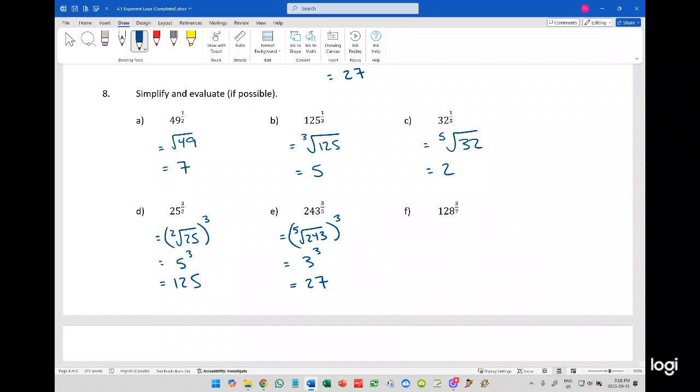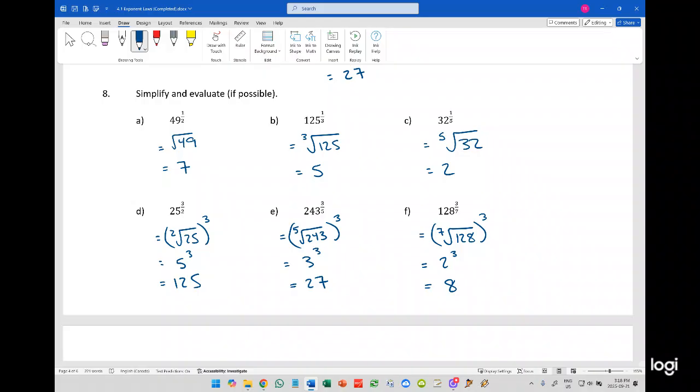And finally, this one's going to be the seventh root of 128, all cubed. And we're looking for a number multiplied by itself 7 times. I would definitely start off at 2 here because anything times itself 7 times is going to get very large very fast. And sure enough, if you do 2 times 2 times 2 times 2 times 2 times 2 times 2, you'll get 128. So that becomes 2 cubed, or 8.